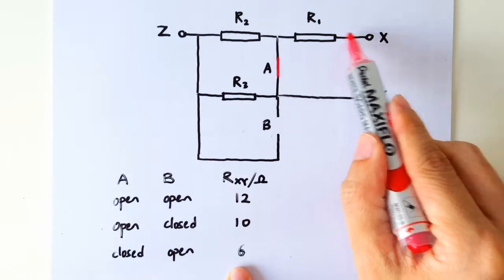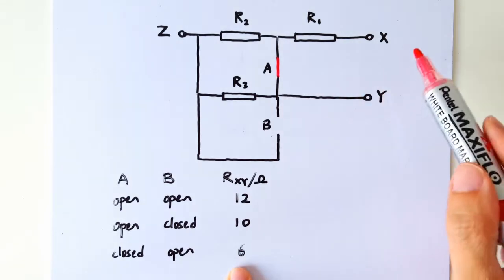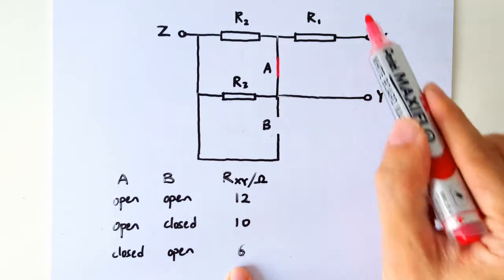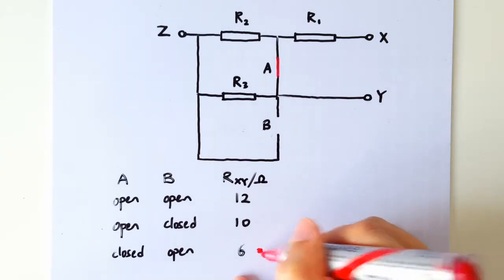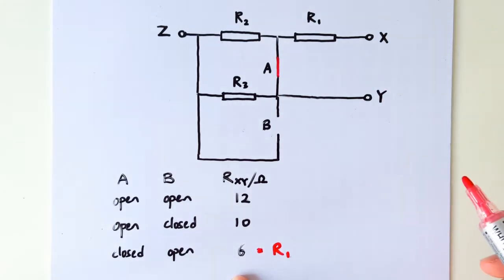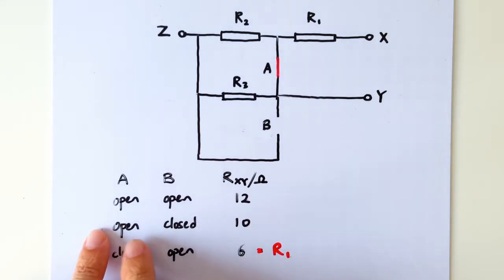So the current will only go from here to here. So the resistance between these 2 points is only R1, which means 6 ohms is R1. So straight away we already know R1 is 6 ohms. Okay, let's look at this line here.